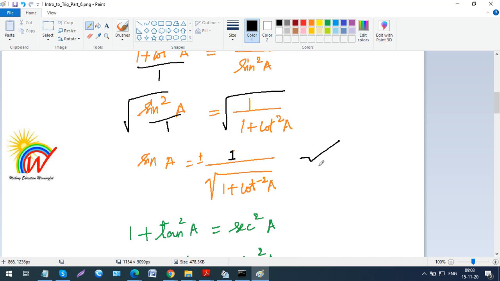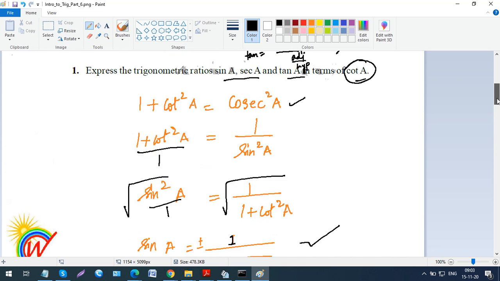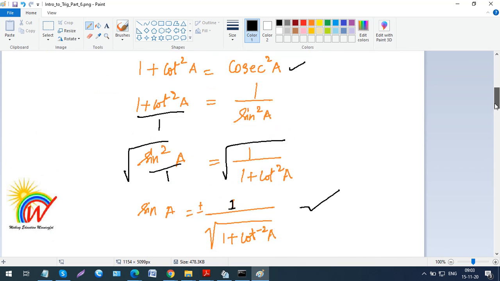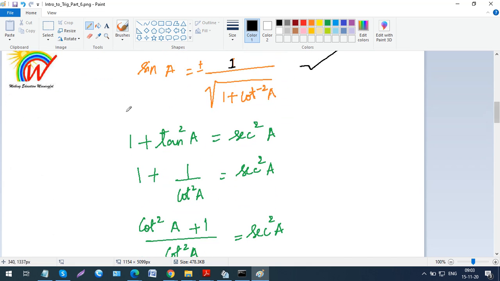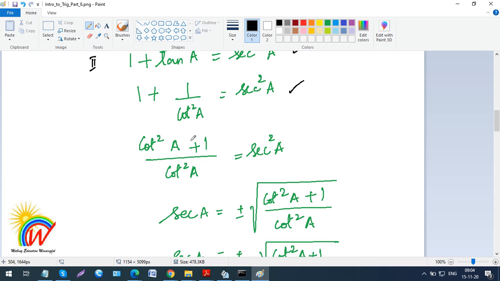Now the second one, they are asking you to write secant A. So we should see which identity involves secant A. I will write 1 plus tan square A is equal to secant square A. This is the second identity. Now tan A is 1 by cot A, we know. So I will write 1 plus 1 by cot square A, because they want everything to be written in terms of cot, is equal to secant square A. I can make the denominators common, so multiply the 1 by cot square A by cot square A. That becomes cot square A plus 1 by cot square A, is equal to secant square A.